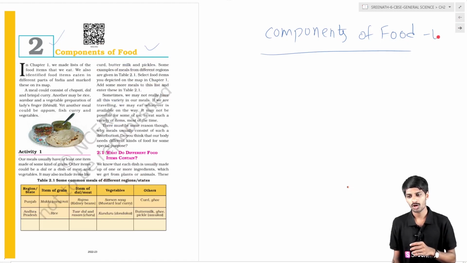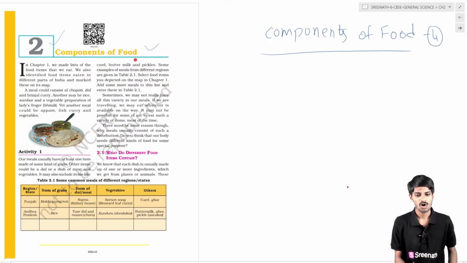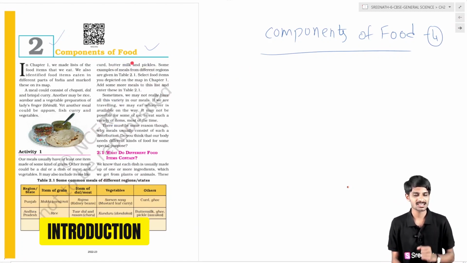We have 4 topics. First we have a brief introduction, and after that we will discuss each topic in detail. Now, components of food, this is today's chapter we are going to learn.